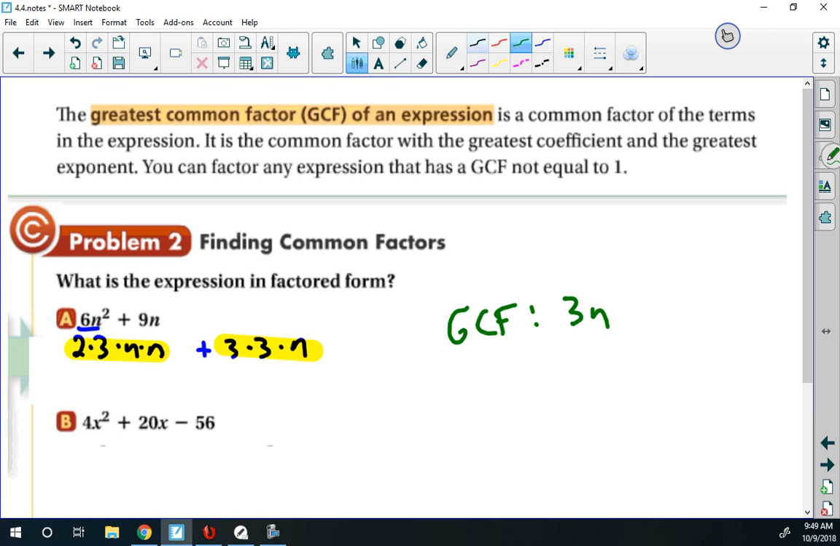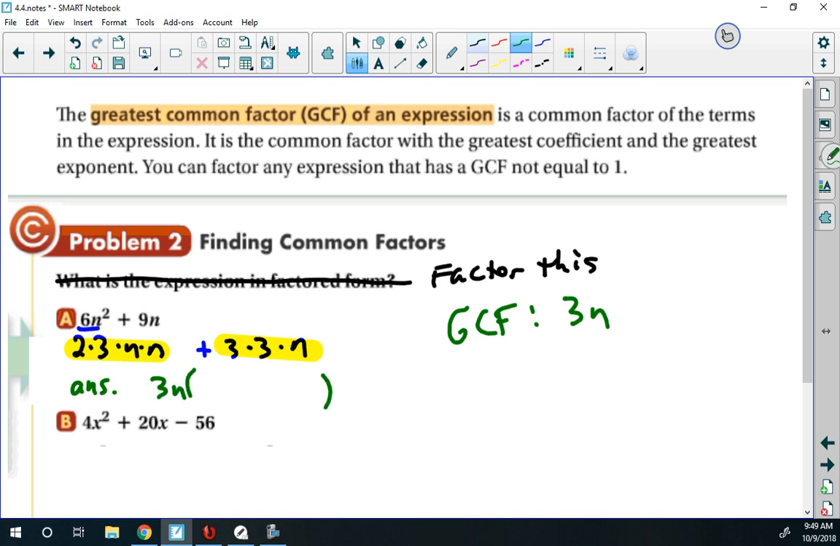If they ask you what's the GCF, that's the answer. But they say factor this. They're asking what's the expression in factored form. So they're essentially saying factor this. A lot of times in math we don't understand directions. So I'm just going to rewrite that. That's what they're really saying. They're saying factor this. So again, we have to have evidence. Whatever our answer is should multiply back out to be whatever we have. So our answer is going to have 3n in it.